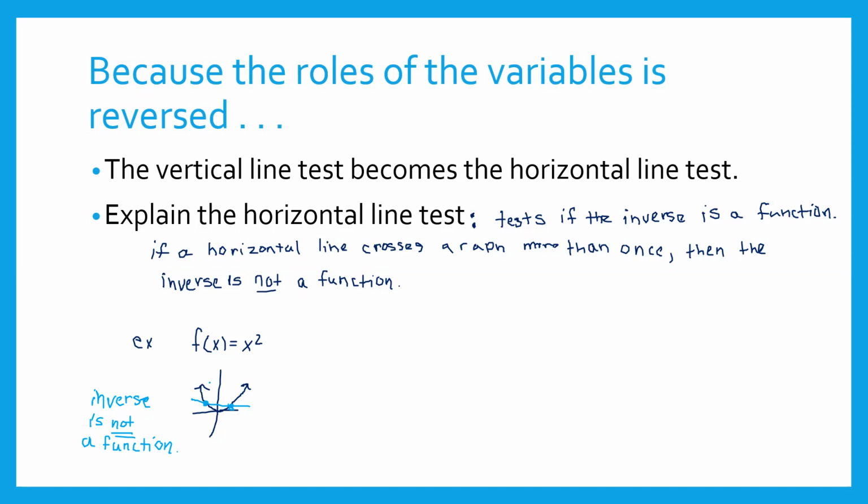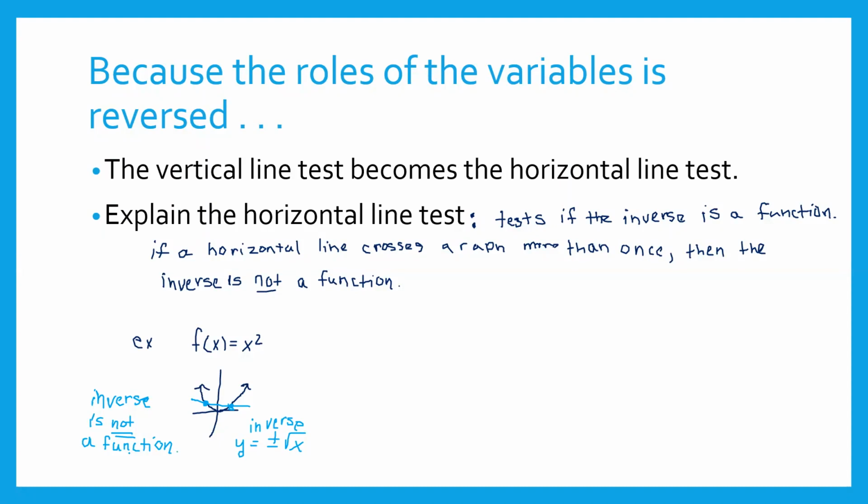The reason why is because the inverse, the opposite of squared, is square root. And we know that the square root would have to include a plus or minus. So this is what the inverse would look like. And we know that whenever an equation includes a plus or minus, it's not a function. So this inverse is not a function. Key thing: not a function.